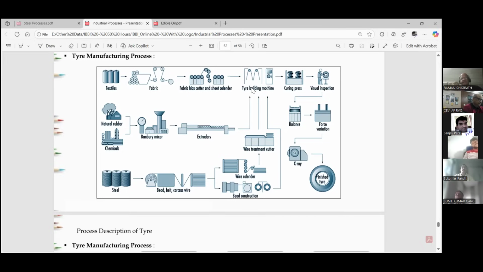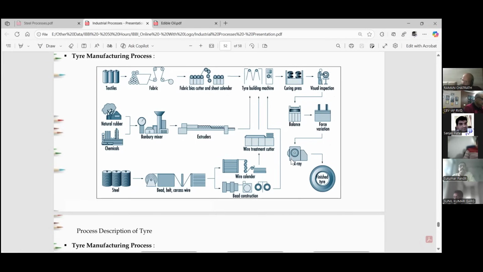This tire building part goes to the curing press. In the curing press, you will have a die of a tire. So when you are putting all the layers into the curing press, your layer by layer structure gets the shape of the tire, and is converted into hard. The output is visually checked, then goes for the balancing check, then force variation check, and goes to the X-ray machine.